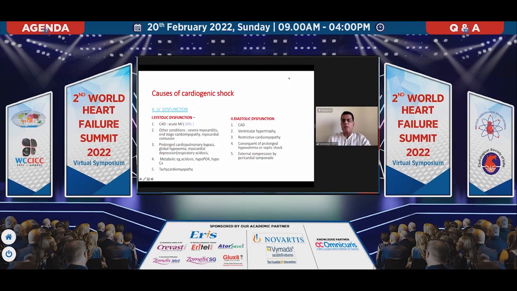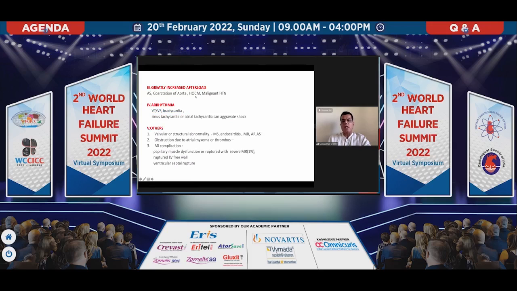What are the types of cardiogenic shock? We know the left ventricular dysfunction. That's what we are talking about in the current topic, the LV systolic function. All the conditions like acute myocarditis, cardiomyopathy, myocardial contusion, and in cardiac surgery, prolonged cardiopulmonary bypass. Diastolic dysfunction due to prolonged hypovolemia or septic shock, or due to external compression by pericardial tamponade, tachycardiomyopathy, greatly increased afterload as you see in malignant hypertension, arrhythmias like VT, VFib, bradycardia, and then other structural or valvular abnormalities giving rise to this type of dysfunction.